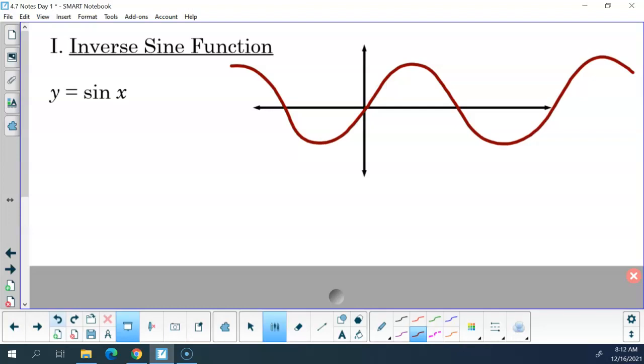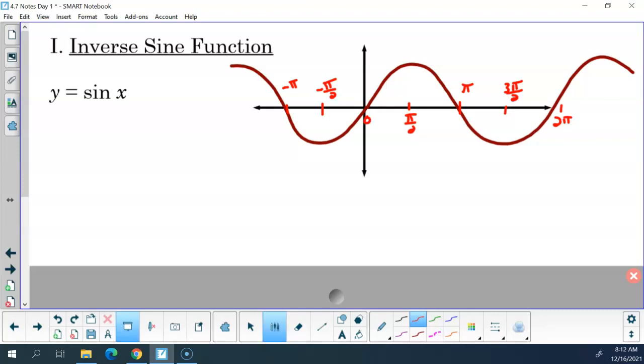Okay. Some key points on here. Let's label our axes. So this would be negative pi over 2. This would be negative pi. This would be 0. That would be pi over 2. This would be pi. This would be 3 pi over 2. This would be 2 pi-ish somewhere right there.